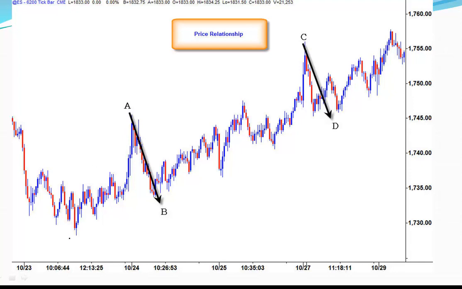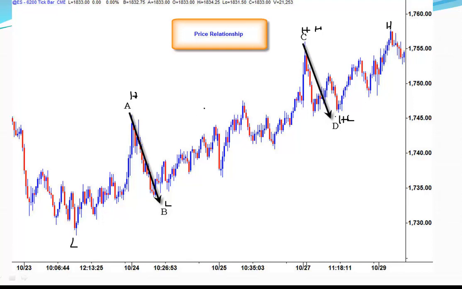Now, if we look at this in terms of an Elliott wave, which we're not, you say, okay, how does this structure really work? If we're looking at higher highs and higher lows, here's your low, here's your high, here's your low, here's your high, here's your higher high, here's your higher low, and here's your higher high.